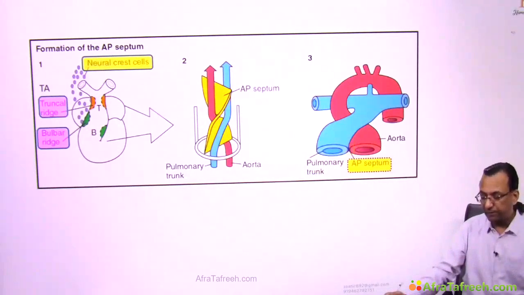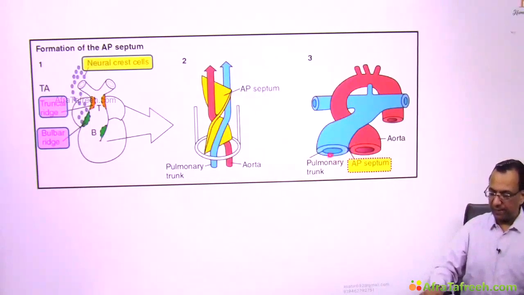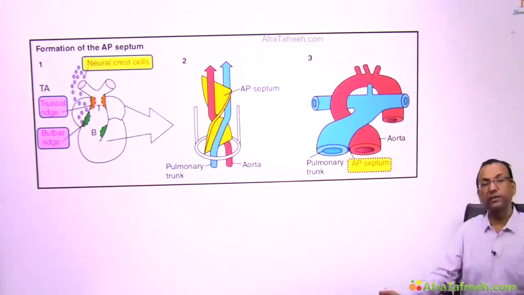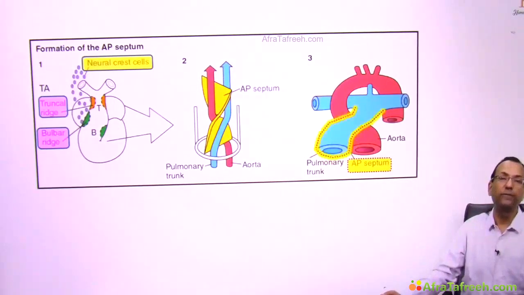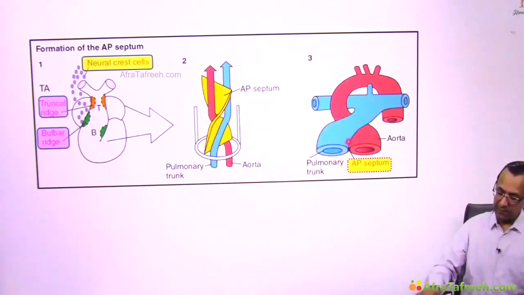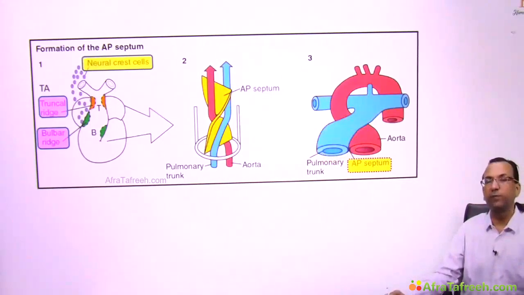But this AP septum can migrate anteriorly sometimes. Now what will happen if the AP septum is migrating anteriorly? Then this vessel, which is anterior, will become narrow. It is called pulmonic stenosis. Third anomaly? Yes, third anomaly. Sometimes the AP septum is migrating anteriorly and narrowing the anterior pulmonary trunk, leading to pulmonic stenosis.